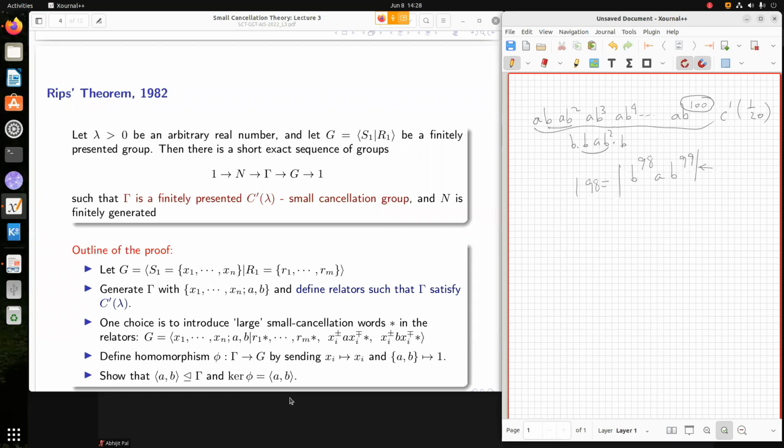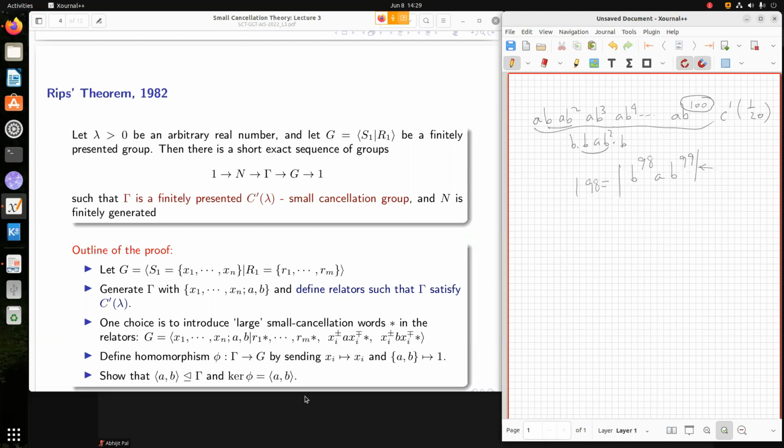Rips' theorem has a lot of consequences, but the idea of the proof is very basic. If we can put everything in this form, then the pieces would be as small compared to the relators as we wish, and by doing that we can make it a C prime lambda presentation. And then, since a C prime lambda presentation is hyperbolic, we can get these G's as a quotient of hyperbolic groups with finitely generated kernels and so on. So there are many consequences of Rips' theorem, which I won't be going into, but there are many remarkable consequences of Rips' theorem, and it's a very important theorem.